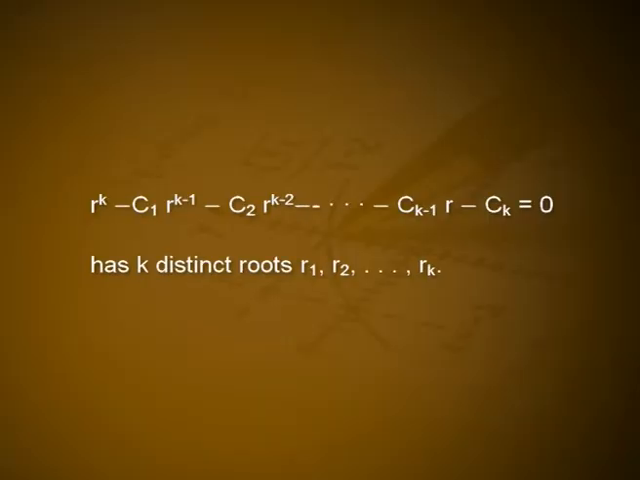We will now state the general result about the solution of linear homogeneous recurrence relations with constant coefficients, where the degree may be greater than 2, under the assumption that the characteristic equation has distinct roots. Theorem 11. Let C1, C2, etc., Ck be real numbers. Suppose that the characteristic equation r raised to k minus C1 into r raised to k minus 1 minus C2 into r raised to k minus 2 minus etc. minus Ck minus 1 into r minus Ck is equal to 0 has k distinct roots r1, r2, etc.